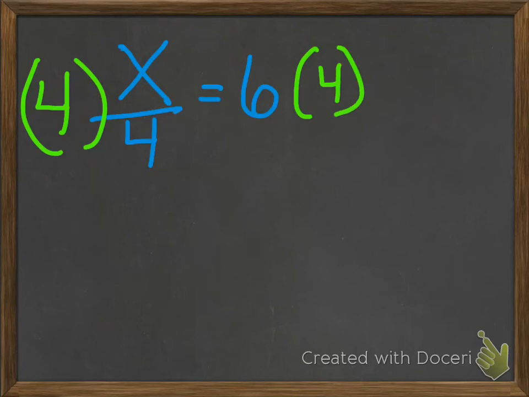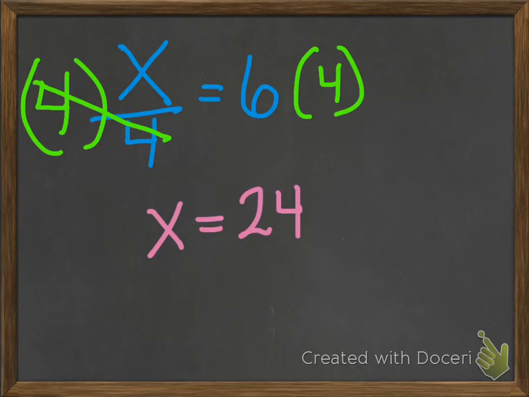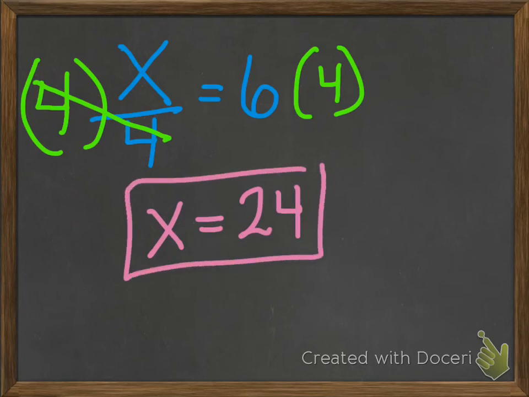Alright, 4 times x divided by 4 cancels those out. All we're left with is x. Bring down your equal. And 6 times 4 on the right side is 24. You say, oh, that's a bigger number. Well, don't be scared of bigger numbers. They're just numbers.